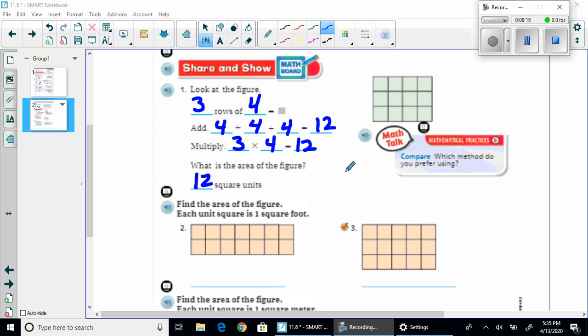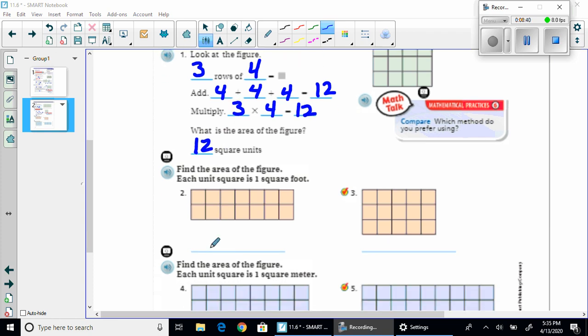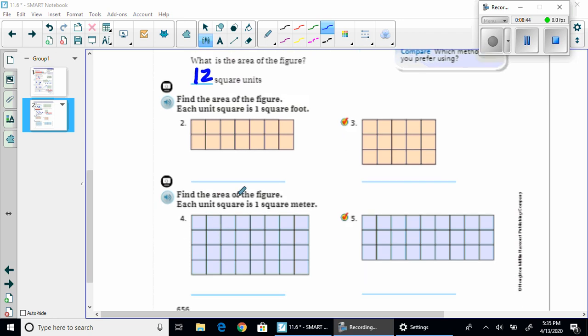All right, so hopefully you paused the video and you went through and found that we had 3 rows of 4 equals 12. So I showed it here with the equation and also here with repeated addition. So 3 groups of 4, okay? And we were measuring in square units. All right, so down below for 2 through 5 is the exact same thing. You are going to go through and find the area of the figure, okay?